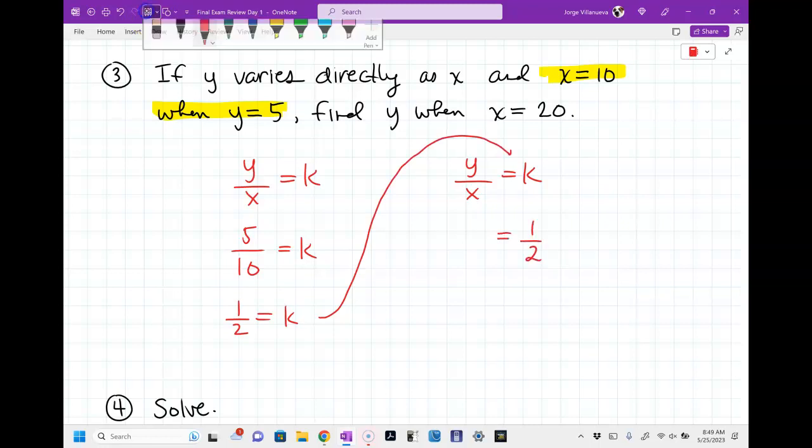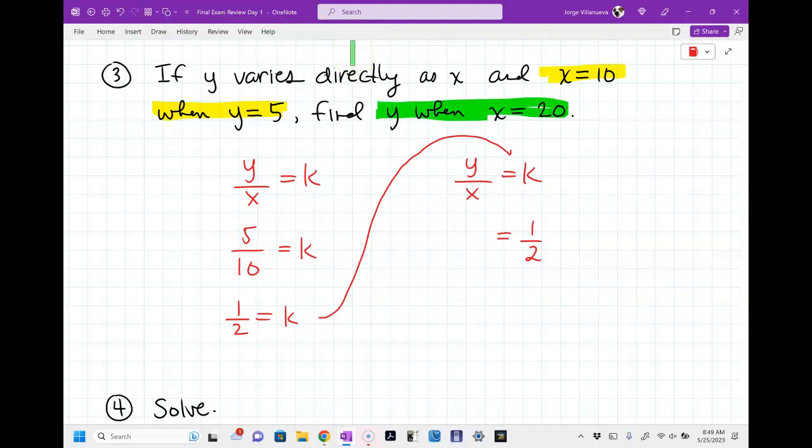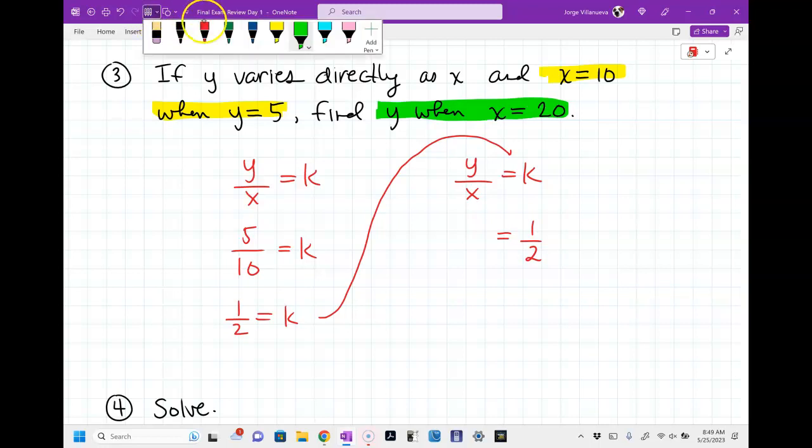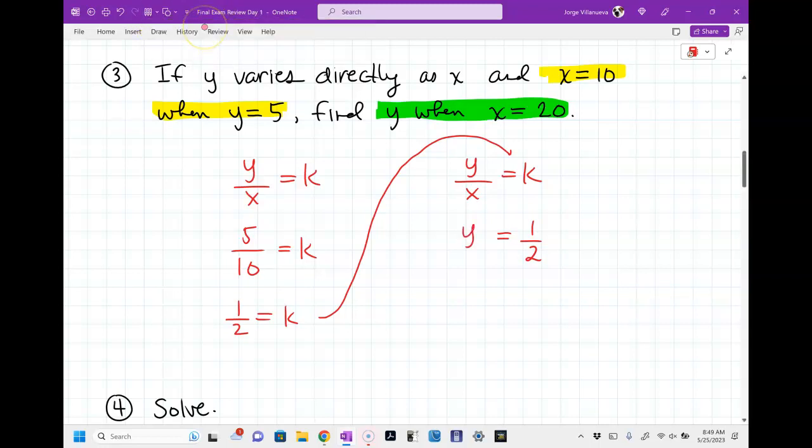And then I'm going to look at the rest of my problem, and it says, find y when x equals 20. So you can do cross multiplication if you want, or you can also just multiply 20 times half. Just move the 20 over. Well, half of 20 is 10. That means y is equal to 10. And that would be your answer for this problem.